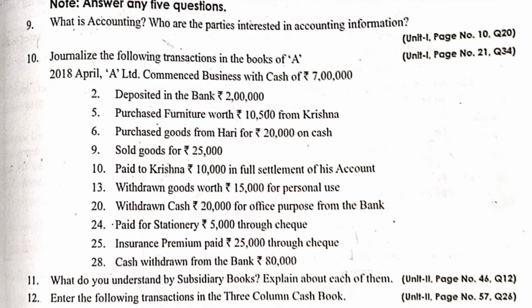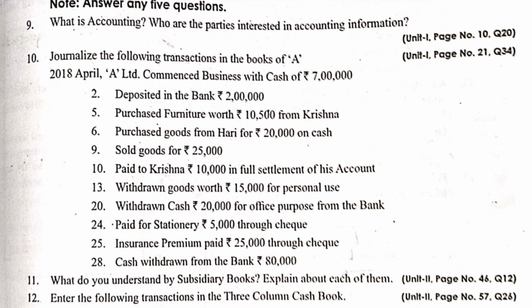Journalize the following transactions in the books of A. Commenced business with cash, deposited into bank. We are depositing cash into bank, so cash is coming in or going out? Cash is going out. Who is receiving? Bank is receiving. Bank account debit to cash account, right?